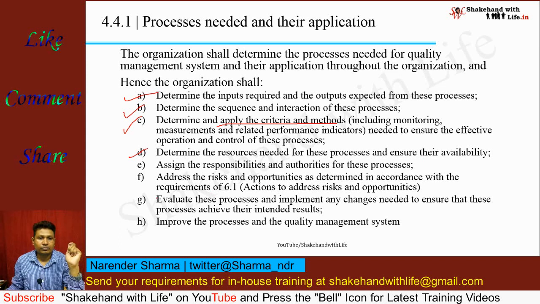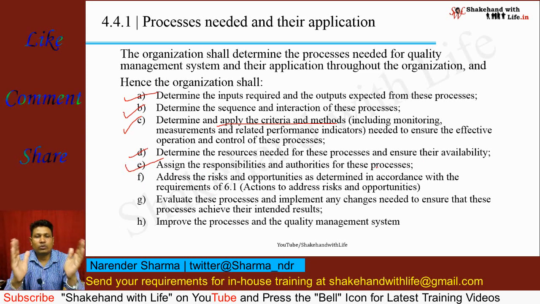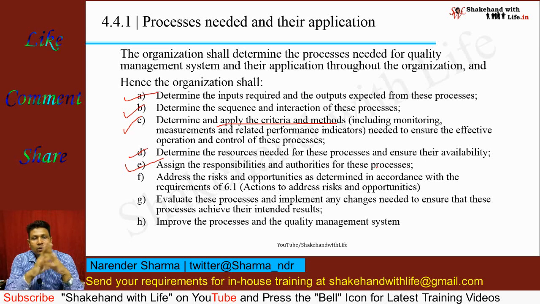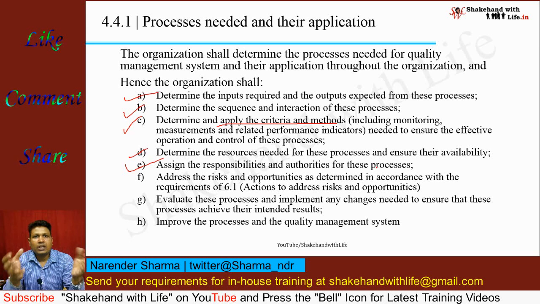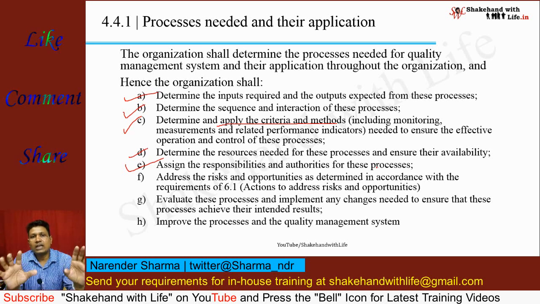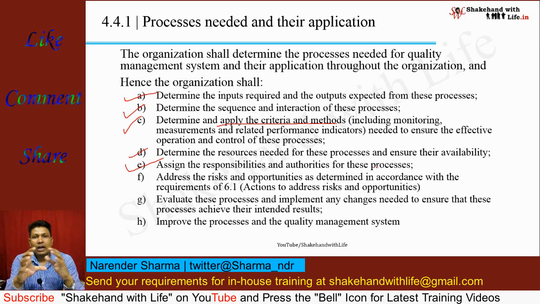The point E says assign the responsibilities and authorities for these processes. Which type of activities are handled by which person? Different activities are happening in the processes, and who is the responsible person to look after these activities for the smooth operation of the process, and who is the authorized person to take the decision regarding any type of action to improve the process, to make changes in the process.